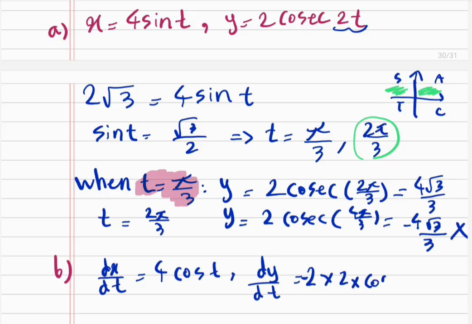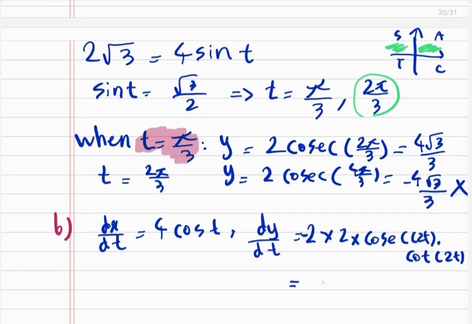cosec 2t times cot 2t, which we can write in a nicer form, minus 4 cosec 2t times cot 2t.